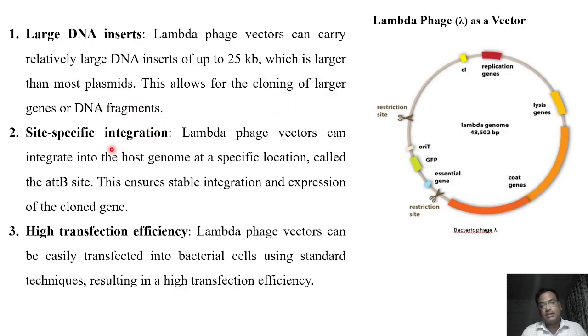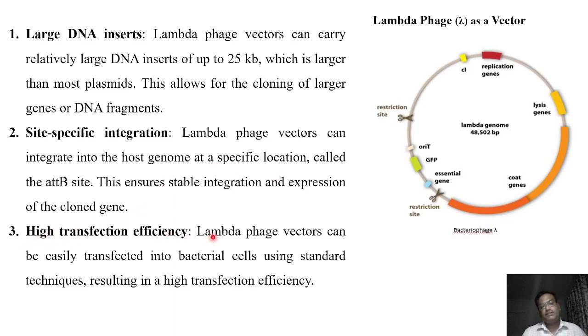Site-specific integration. Lambda phage vectors can integrate into the host genome at a specific location called the attB site. This ensures stable integration and expression of the cloned gene. So this phage has a specific site called the attB site, and the gene of our interest is going to be inserted exactly at this particular site, right? So this specific location is very helpful. It's an added advantage because the integration is stable and expression is also stable.